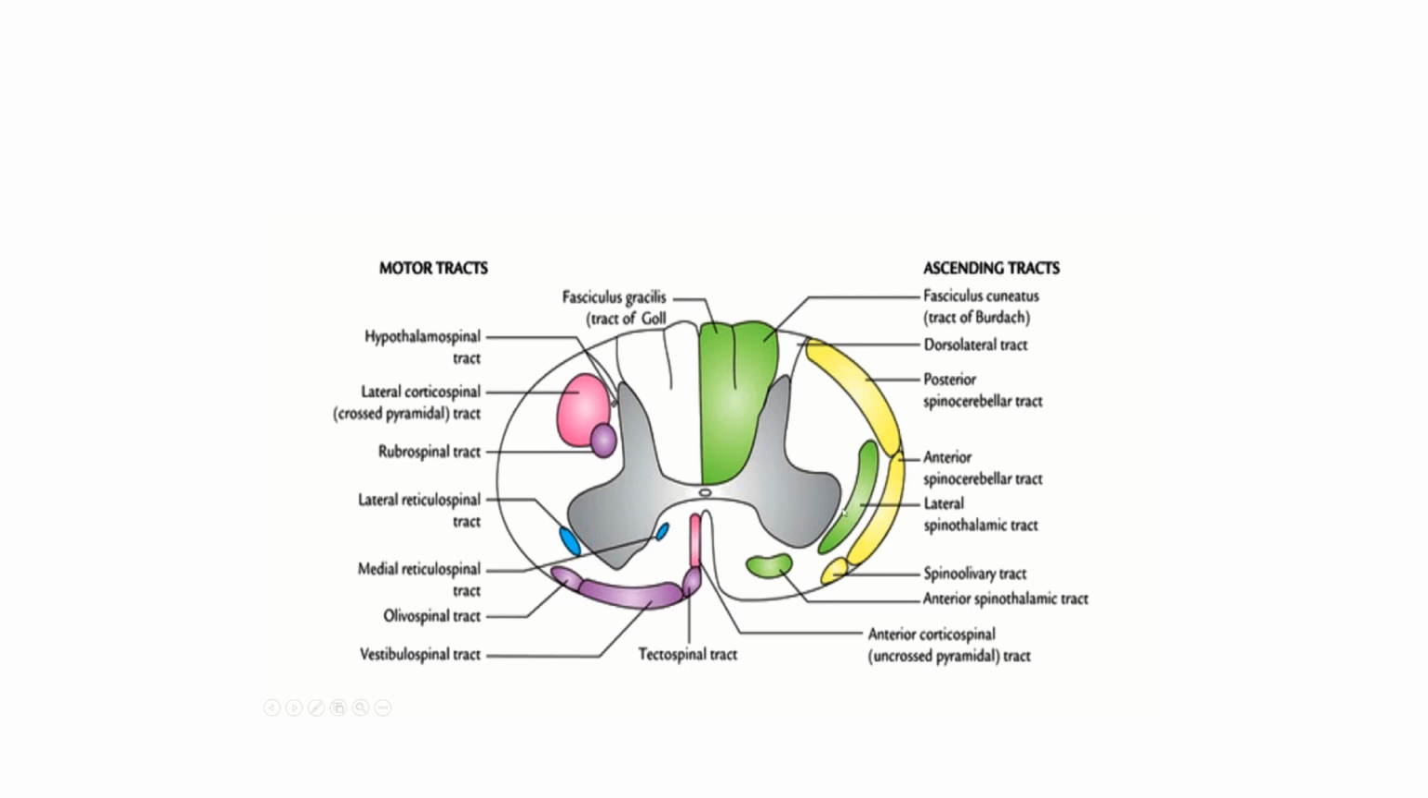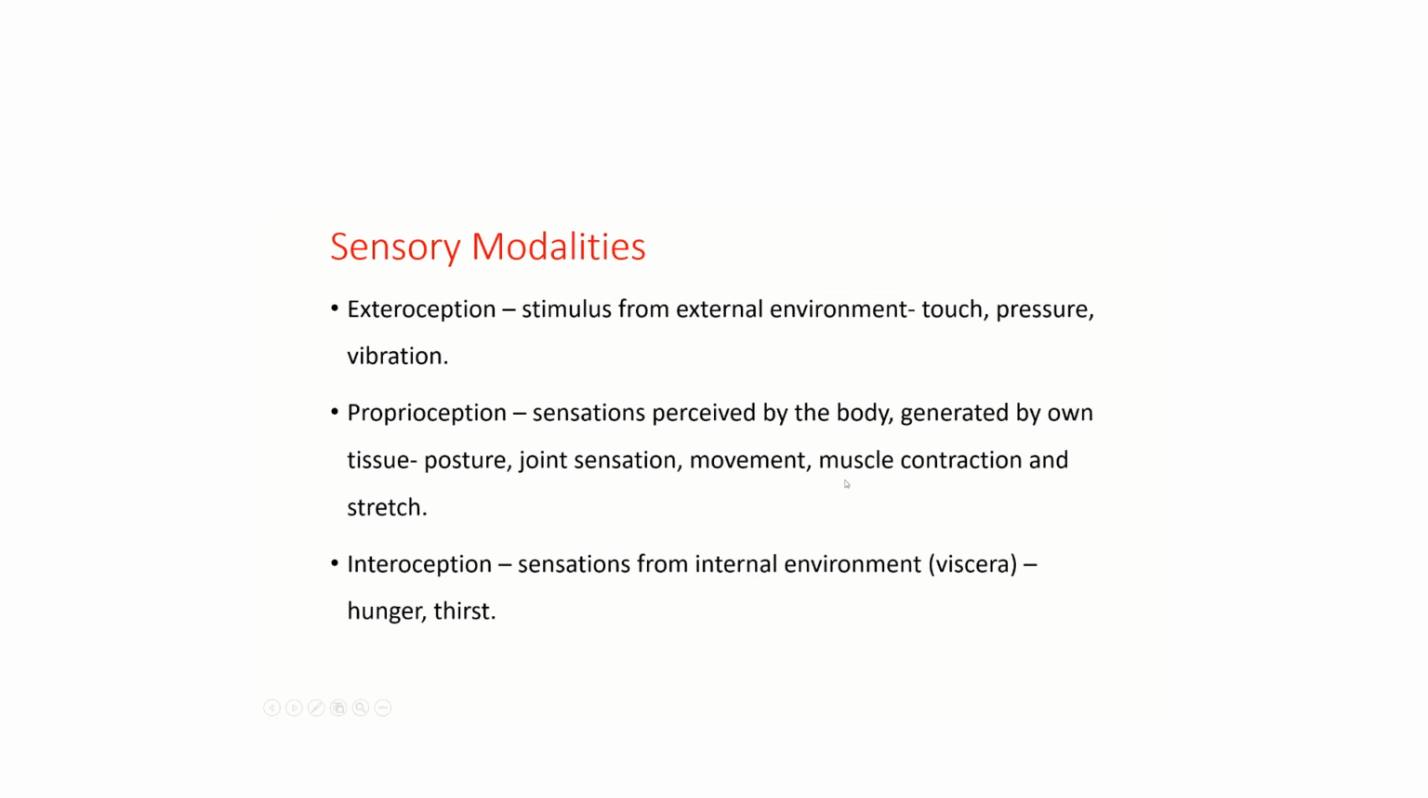Then there are the lateral spinothalamic tract and the anterior spinothalamic tract. The lateral spinothalamic tract carries pain and temperature sensation, while touch, especially crude touch, tickle and pressure, is carried by the anterior spinothalamic tract. Coming to different modalities, there are three: exteroception, which is stimulus from the external environment; proprioception, like position; and interoception, which is stimulus from the internal environment. These are the three basic modalities through which we feel senses.